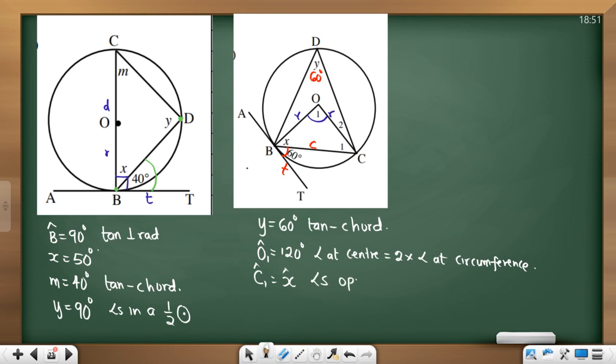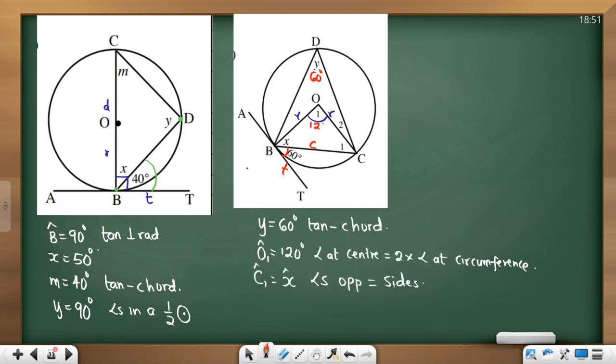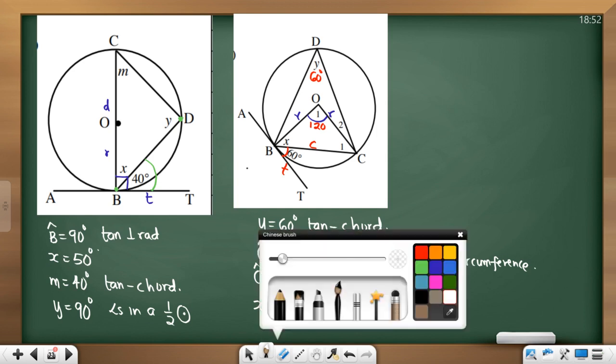Angles that are opposite. Do you notice all of this we said before? Now, this angle here is 120. It means x is what? 30. Sum of angles. How did I get that 30 though? How did I get the 30?